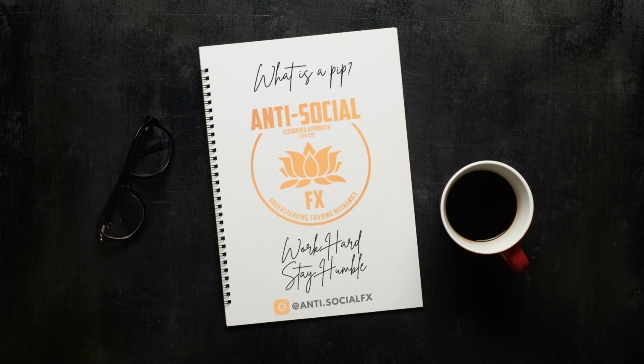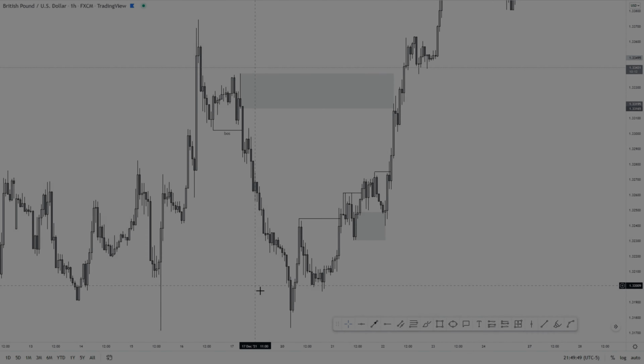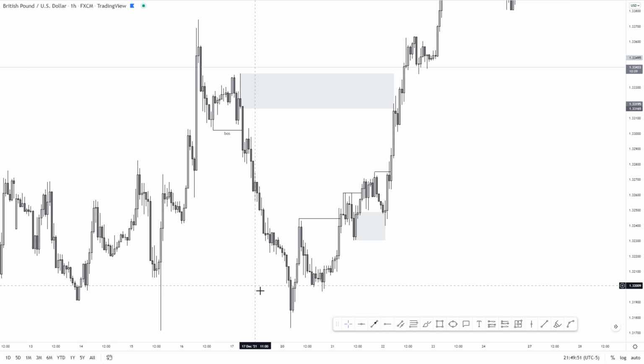Alright guys, so what is a pip in Forex? A pip stands for point in percentage. A pip is the unit of measurement that we use to express the change in value between two currencies.